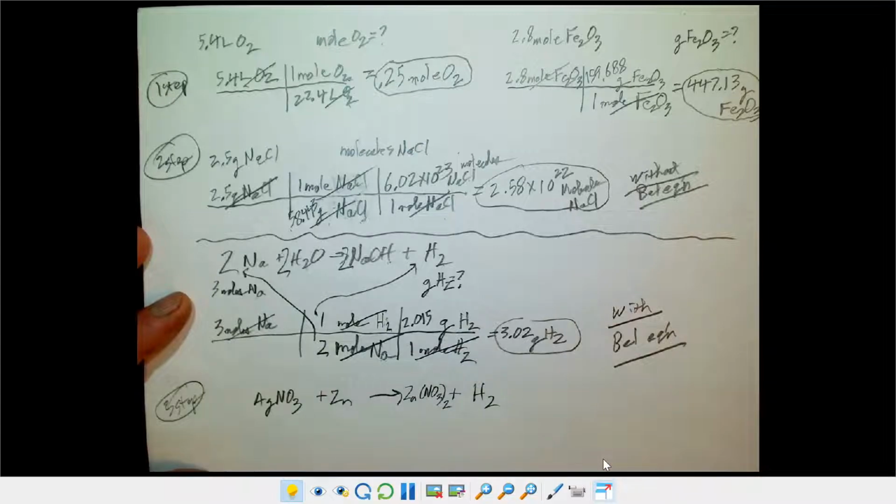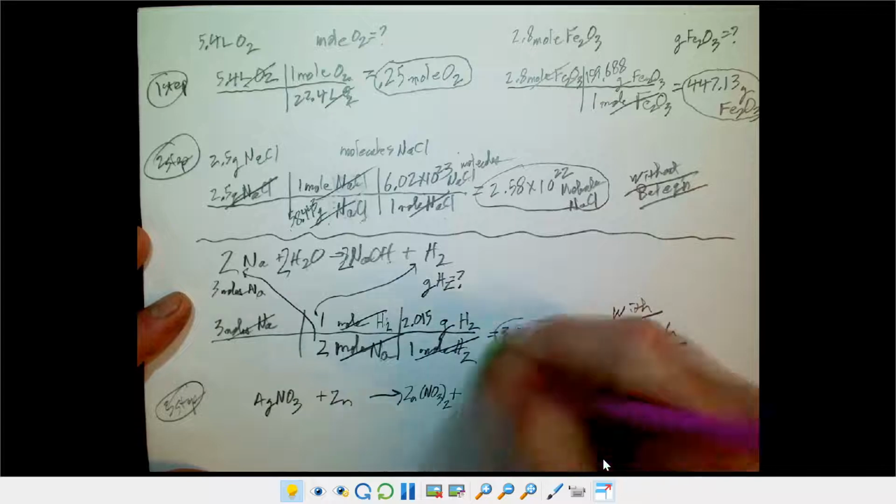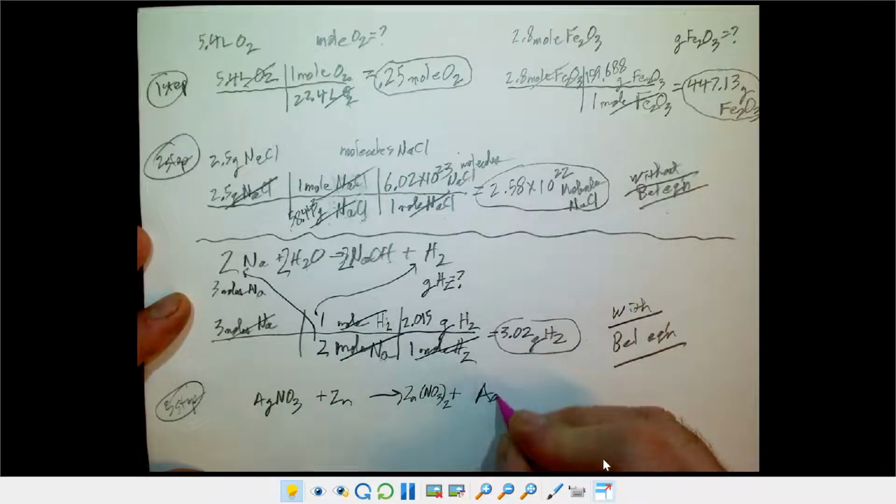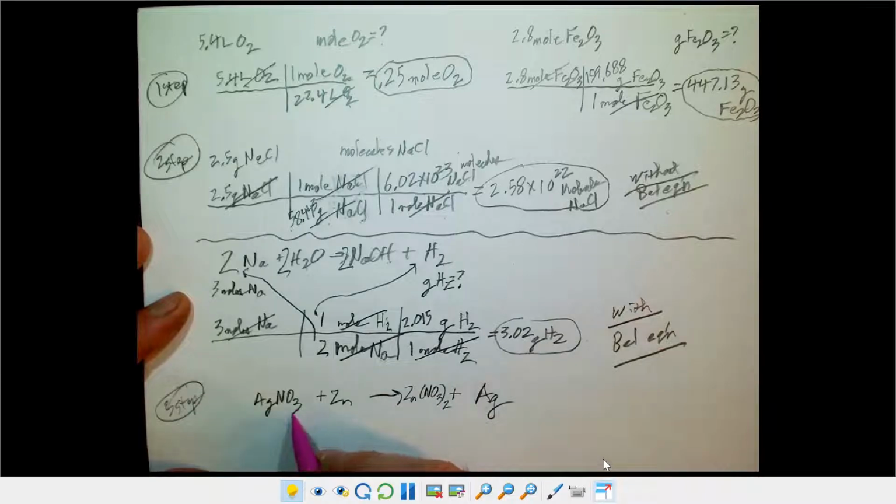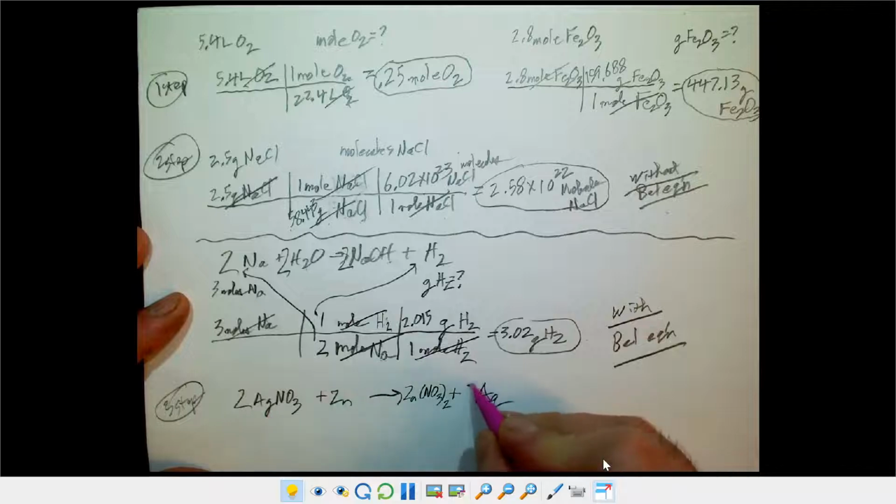And to balance it, no, not H2. We have Ag. And then to balance it, we got 6 O's. We only have 3 here. So we got to put a 2 there. In the process, that messes up the Ags. So we got to put a 2 there, and that makes it balance.